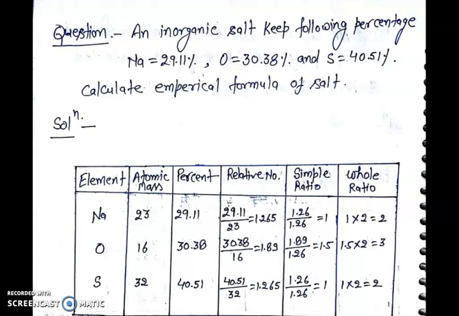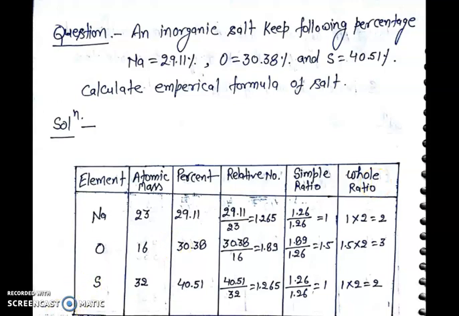I have to first create a table to calculate the empirical formula. The first column represents the element, the second column represents the atomic mass, the third column represents the percentage of the element, and the fourth column represents the relative number. The fifth column represents the simple ratio, and the sixth column represents the whole ratio.